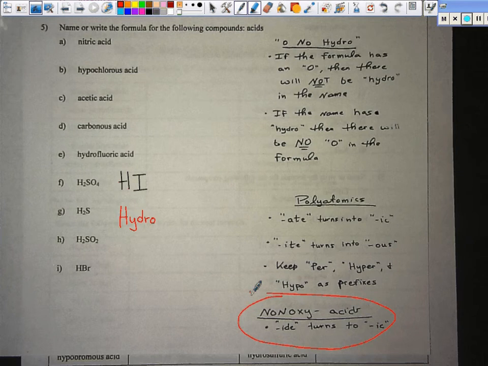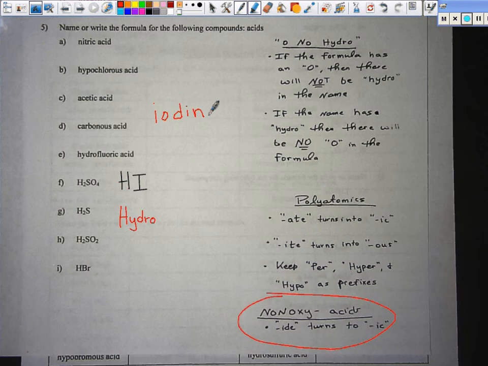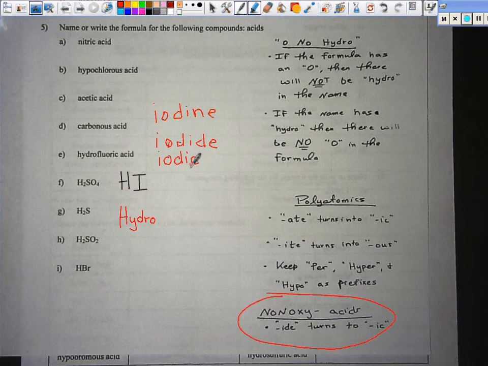So this is hydro, and this is the fun one. I like this here. See if you can see. So it's iodine. Then it turns into iod what? Iodic. So it's hydroiodic. So hydroiodic acid.